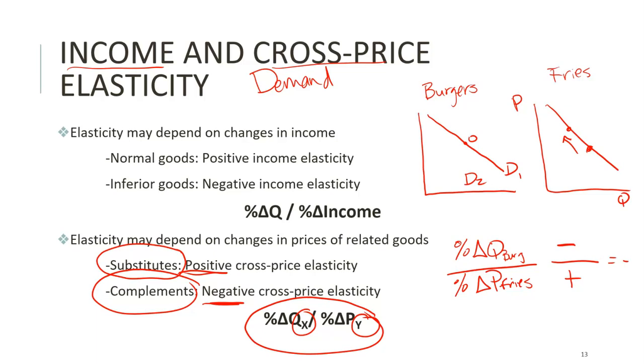And the opposite is also true. So let's say the price of fries is decreasing. This is going to increase the demand for burgers. We're going to get a positive number on the top because we have an increase in the quantity of burgers. And we have a negative on the bottom because the price of fries is decreasing. And that's going to give us a negative and tell us that these two things are complements.